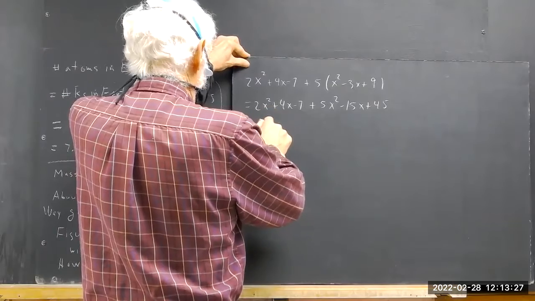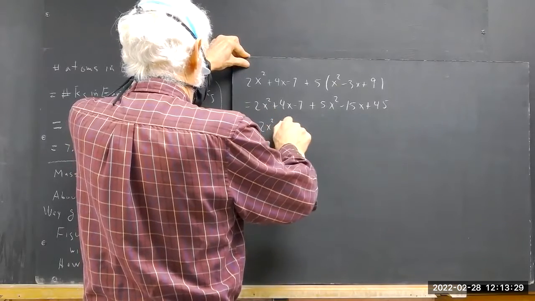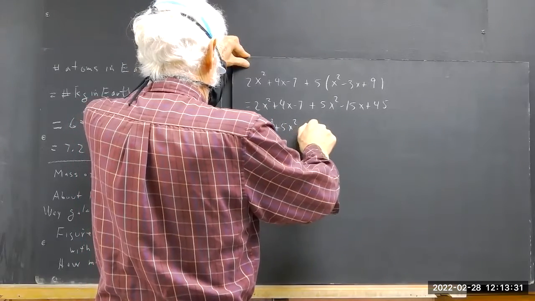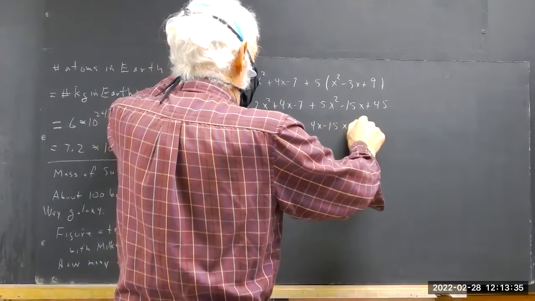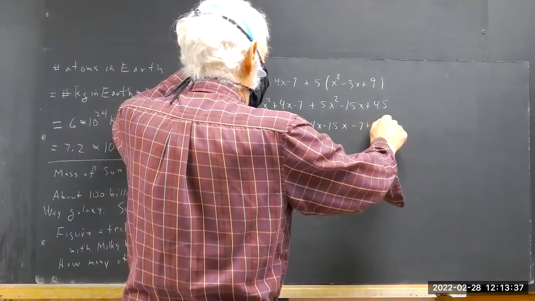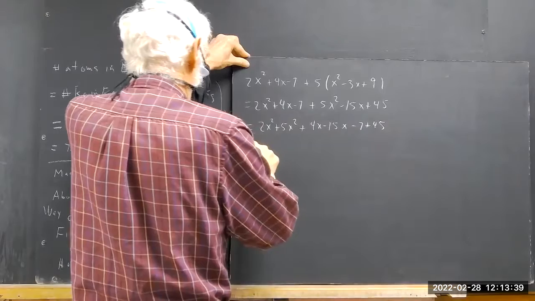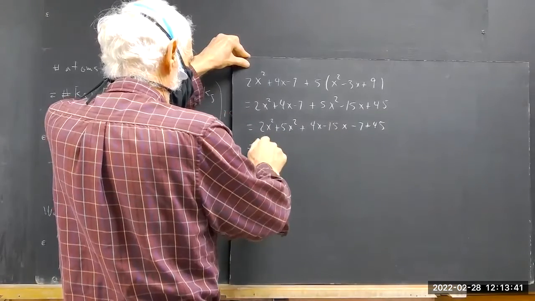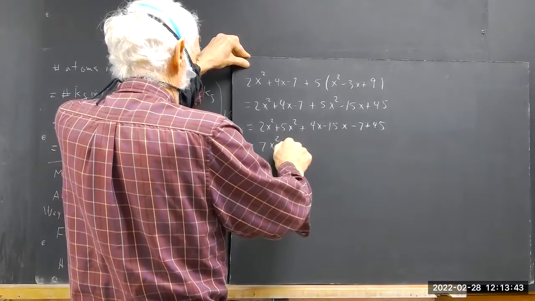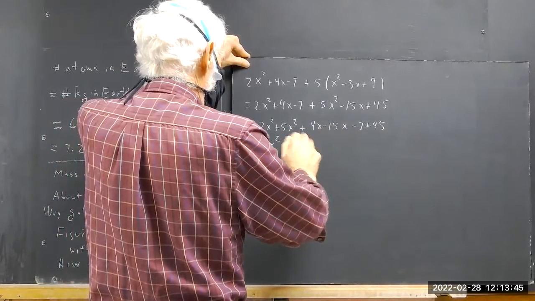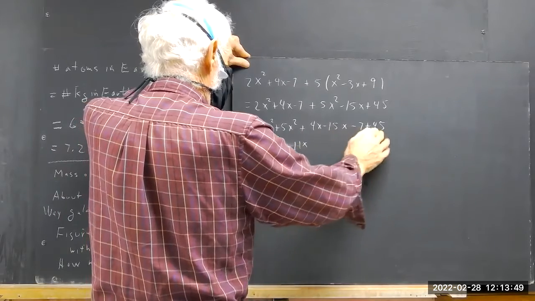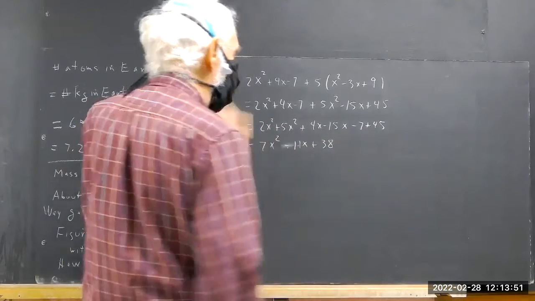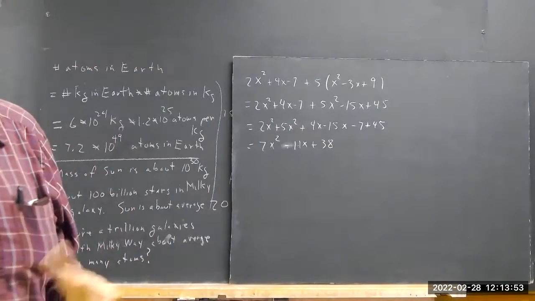And then you got 2x squared, 5x squared, plus 4x minus 15x minus 7 plus 45. How many x squares do you have? You got 7. How many x's do you have? Well, that's a minus 11. Negative 7, 45, 38. Okay? That makes sense?